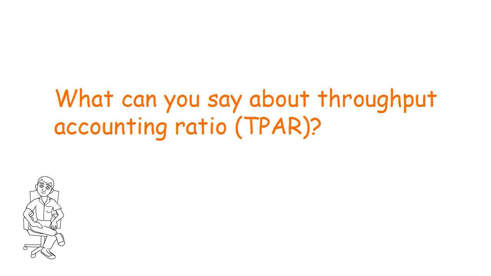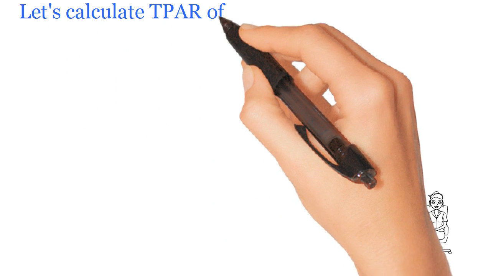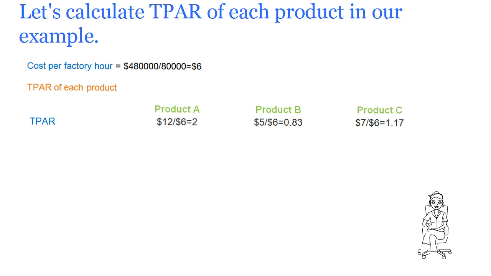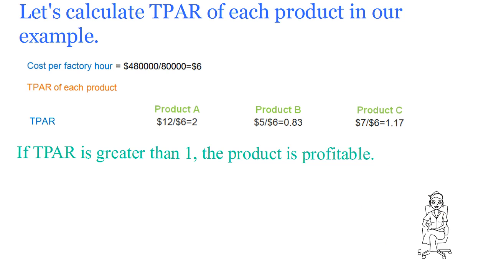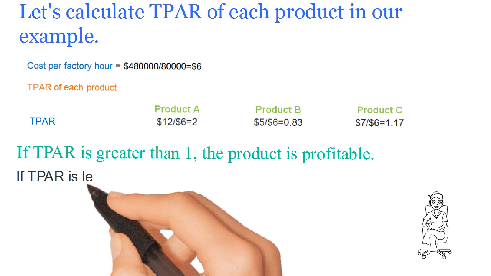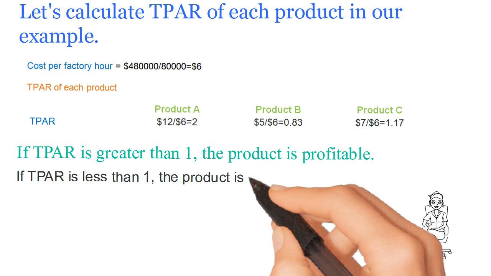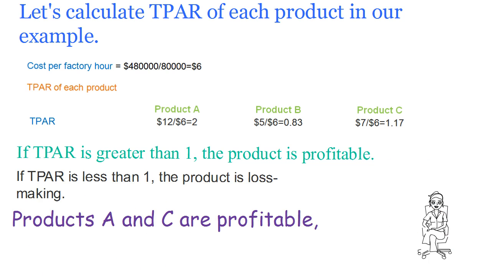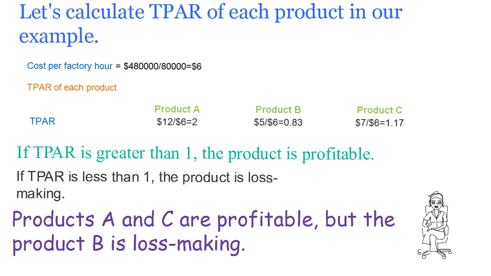What can you say about throughput accounting ratio, TPAR? Let's calculate TPAR of each product in our example. If TPAR is greater than 1, the product is profitable. If TPAR is less than 1, the product is loss-making. Products A and C are profitable, but product B is loss-making.